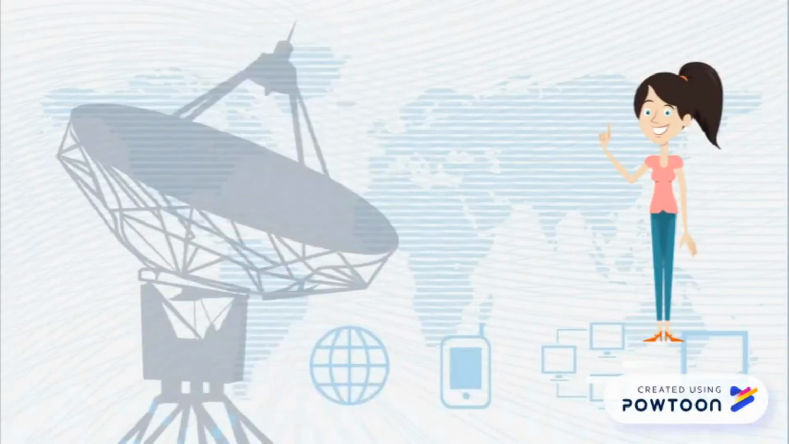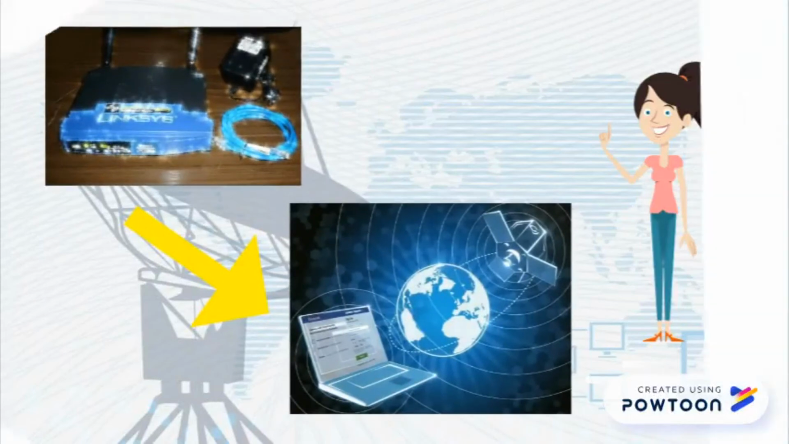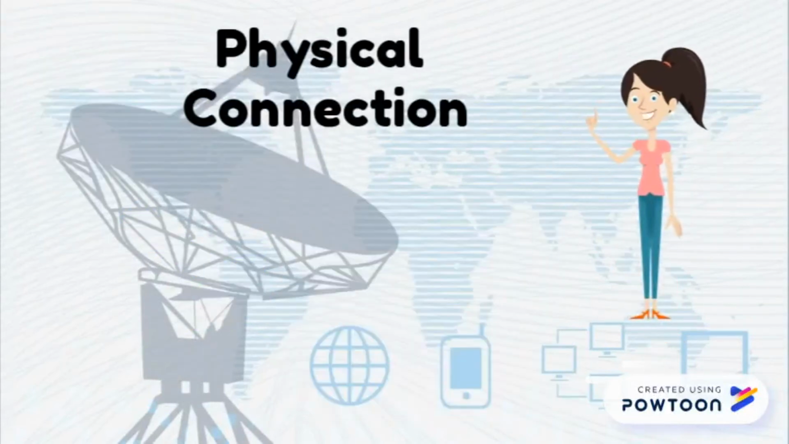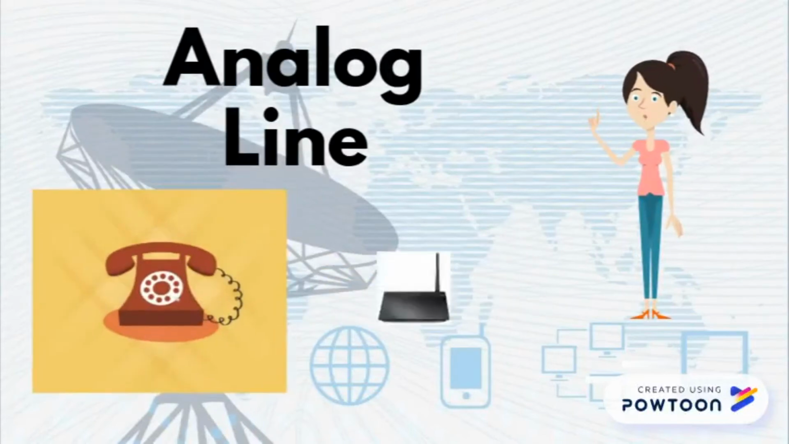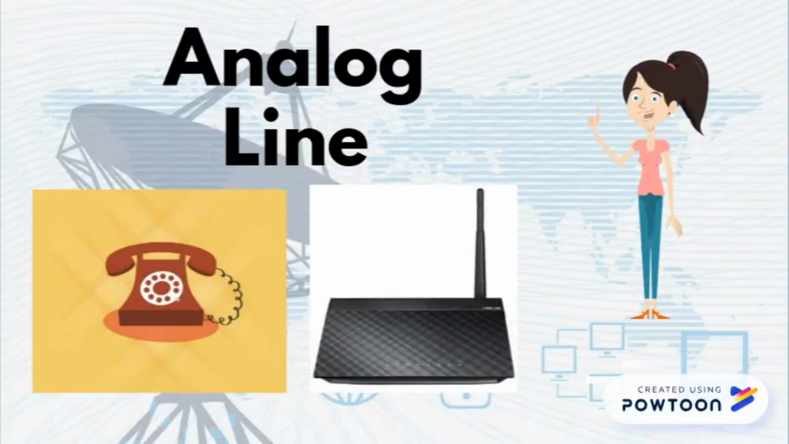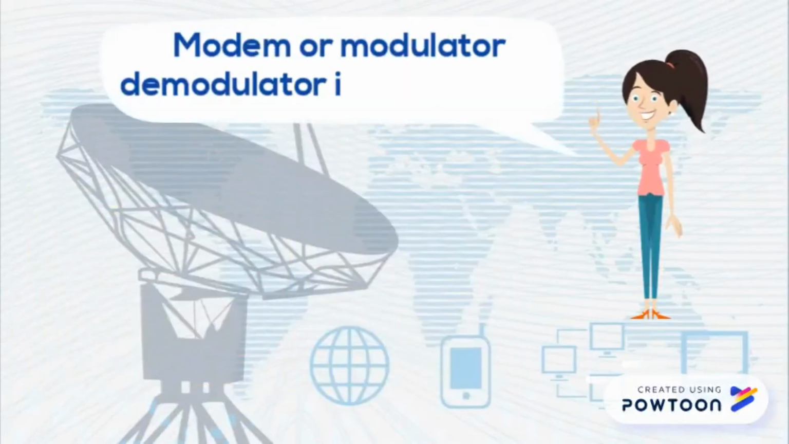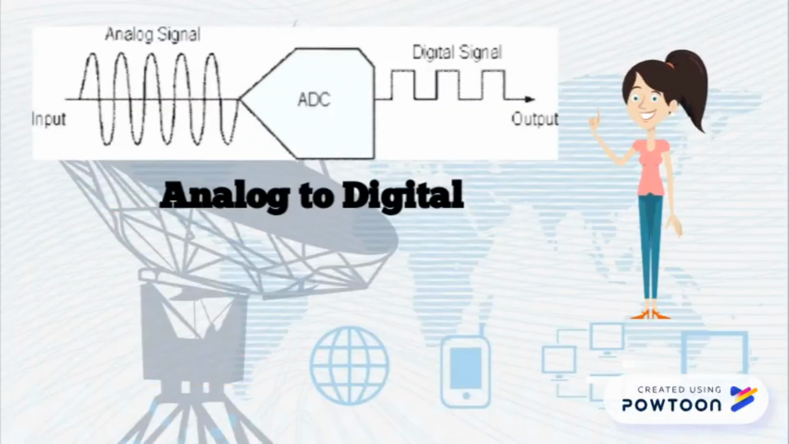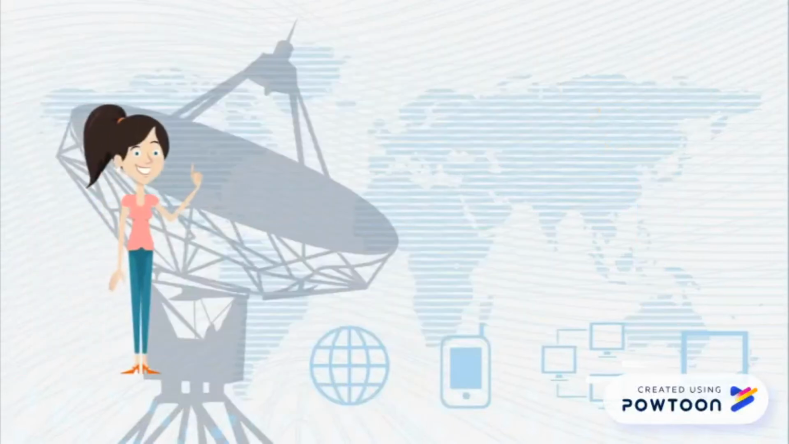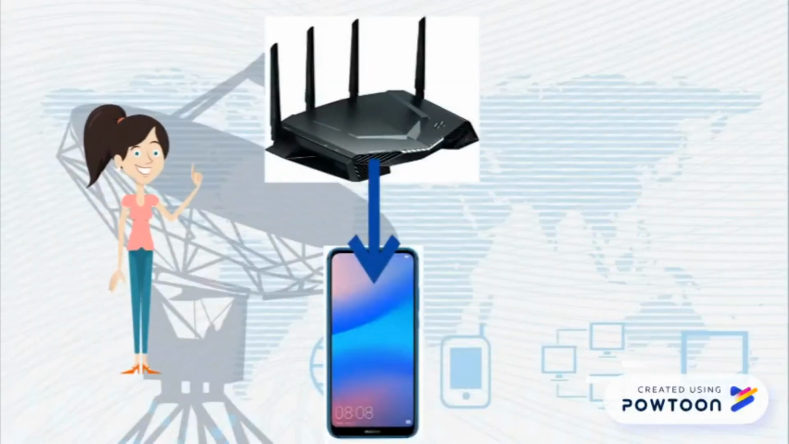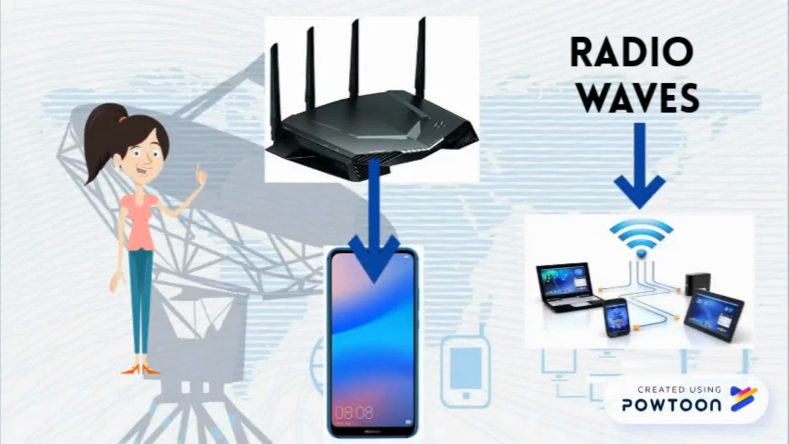On the other hand, the wireless router is connected to the internet through a physical connection, that is the fiber cable, or with an analog line which uses a telephone and a modem, which is then connected to the wireless router. Modem, or modulator-demodulator, is needed for analog to digital and digital to analog signal conversion. The Wi-Fi router then connects to the end devices while radio waves establish an end-to-end internet connection.